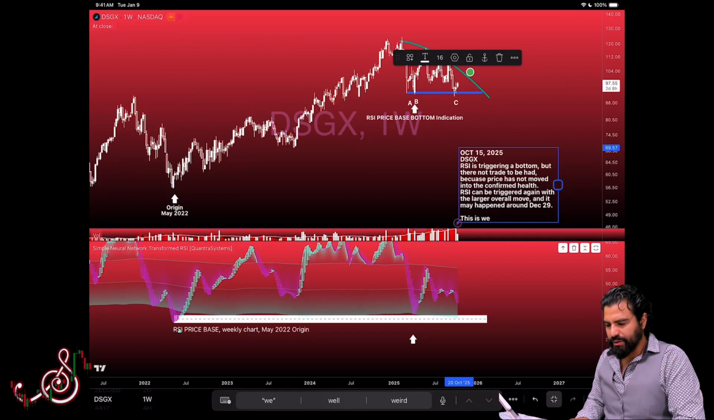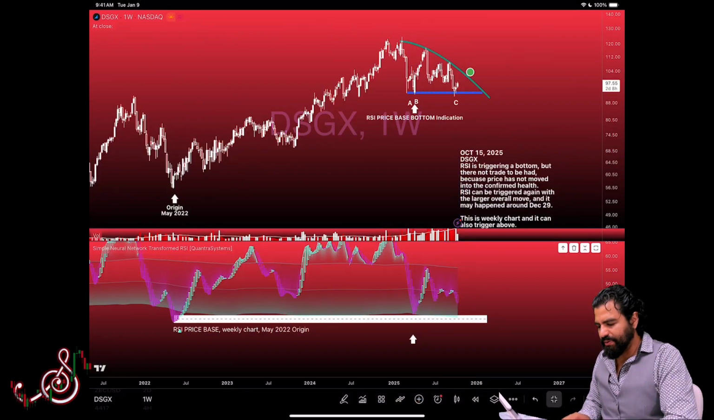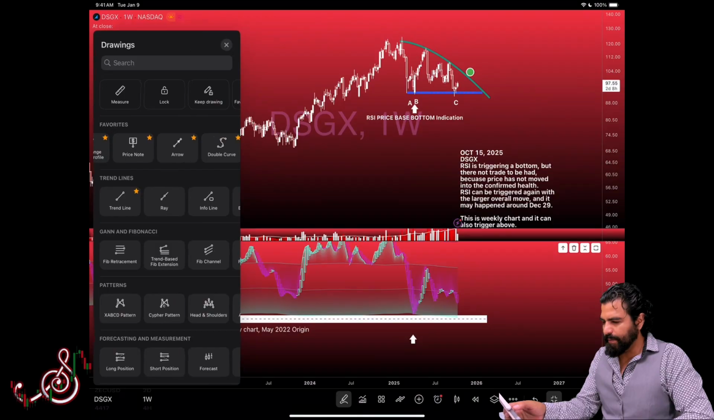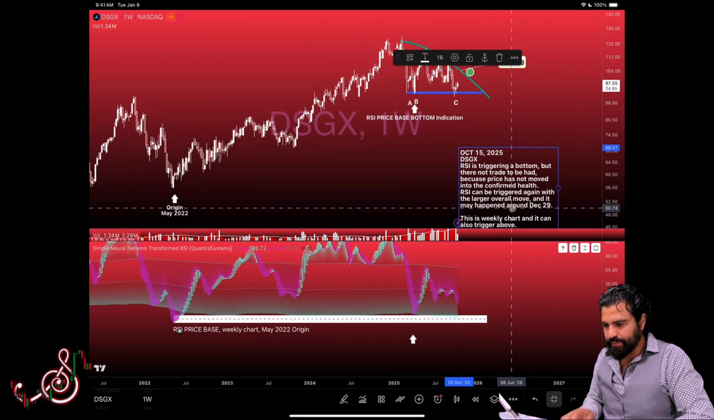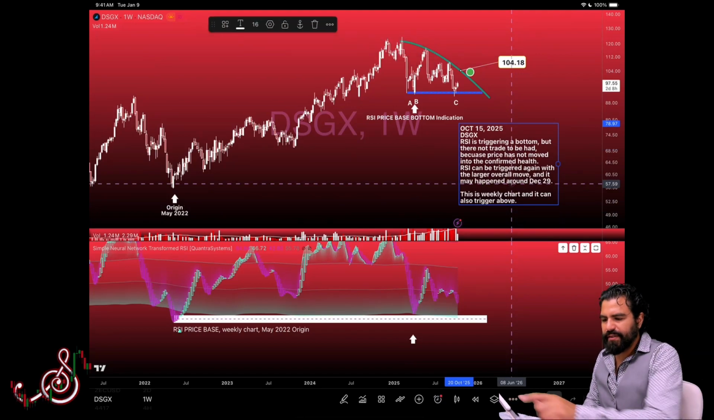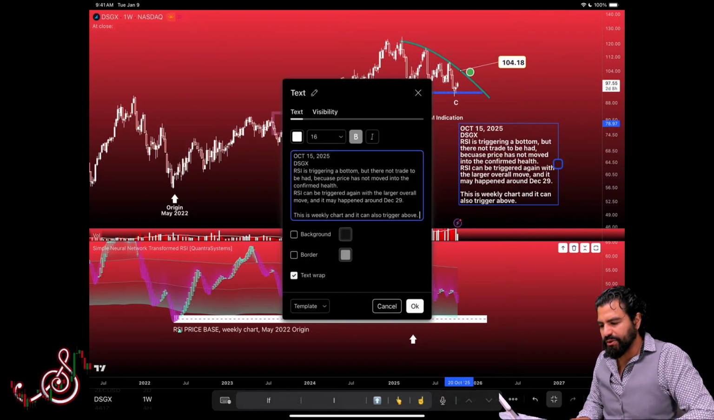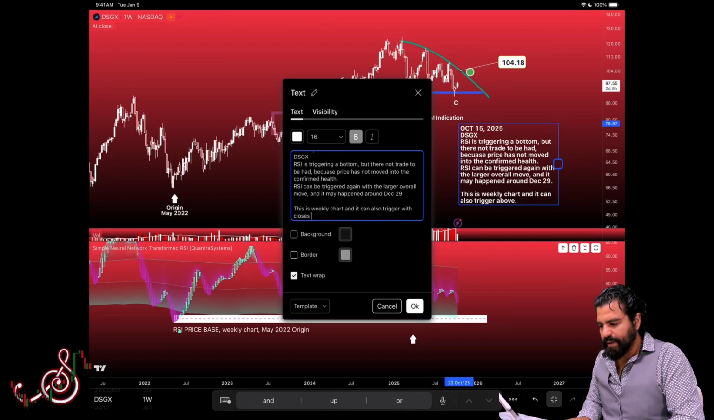This is a weekly chart, and it can also trigger above, and I'll give you the exact price. We're just going to draw where that health is, above 104. Closes need to be above. This can also trigger with closes above 104 as of today. This number is dynamic negative.